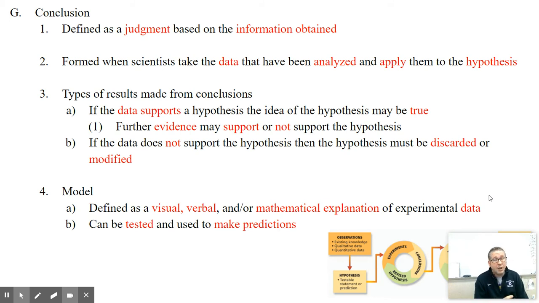A lot of times we have to use models, or we develop models based off of our conclusion. A model is a visual, verbal, and/or mathematical explanation of our experimental data. It can be tested and used to make predictions. There is quite a bit of theoretical science when you get into certain fields such as chemistry and physics, more so physics. It's theoretical, but it's explained through mathematical formulas and processes that are very complex, yet mathematically speaking, make sense. It could, in theory, happen.